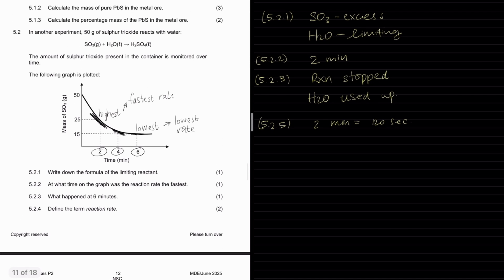Now let's get coordinates. I'll clear this up. So at 2 minutes, the mass is 25 grams. So this could be, instead of 2 minutes, I'll write 120 because that's the seconds, and 25. And at the start, it's 0 seconds and 50 grams.